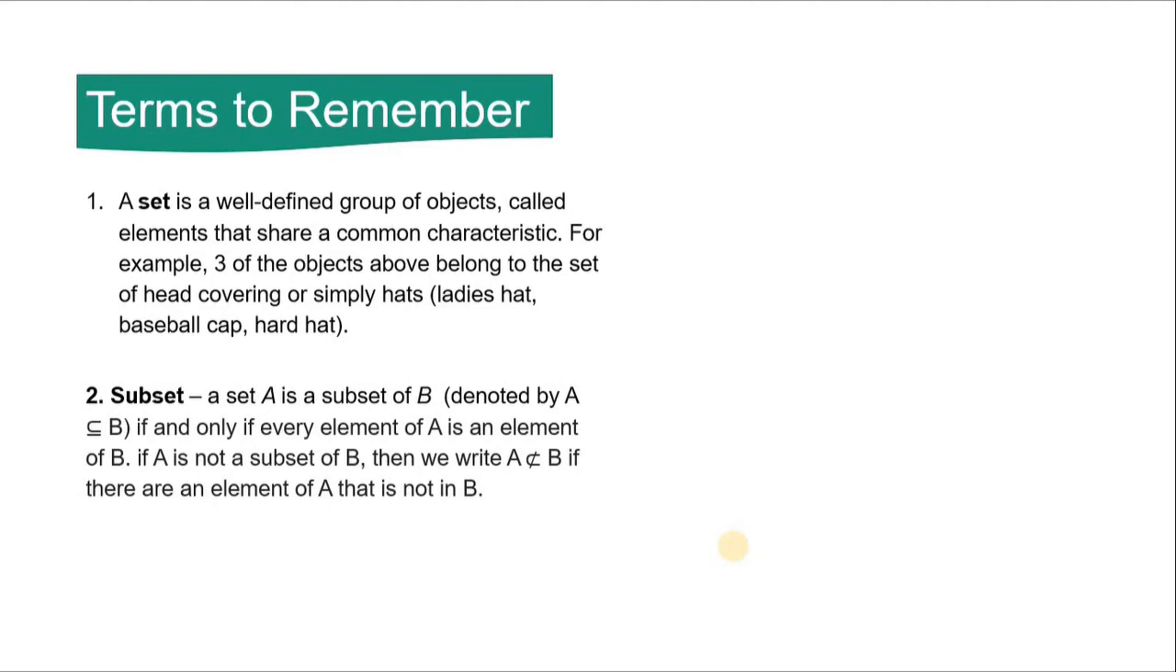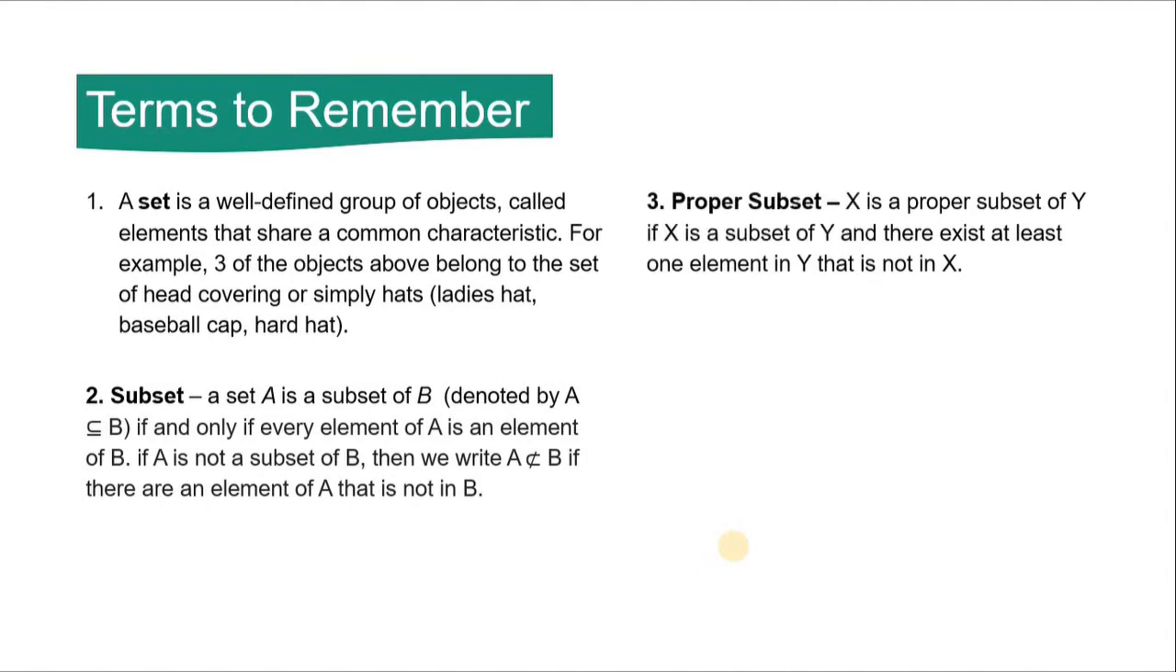And if A is not a subset of B, then we write the symbol. So yan yung symbol ng not a subset. If there is an element of A that is not in B. So dapat kung ano yung element ni A, yun din ang element ni B para maging subset.